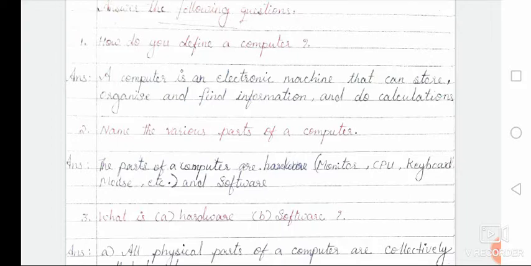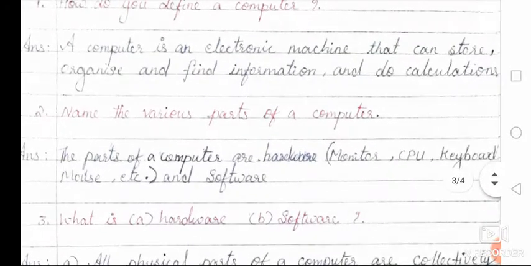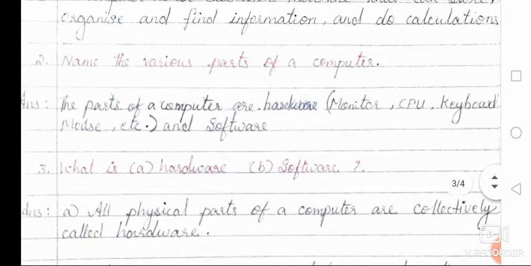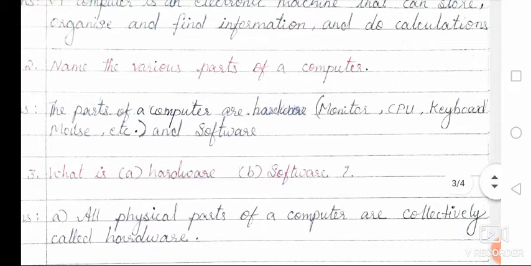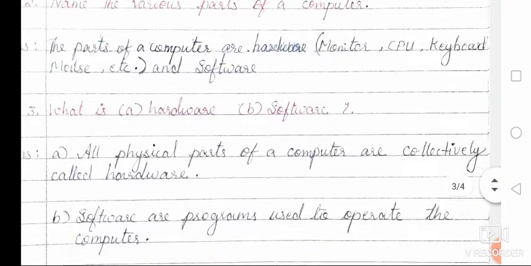Second question, name the various parts of a computer. The parts of a computer are mainly hardware and software. The hardware parts are monitor, CPU, keyboard, mouse, etc. Okay, so the parts of a computer are hardware like monitor, CPU, keyboard, mouse, etc. and software.